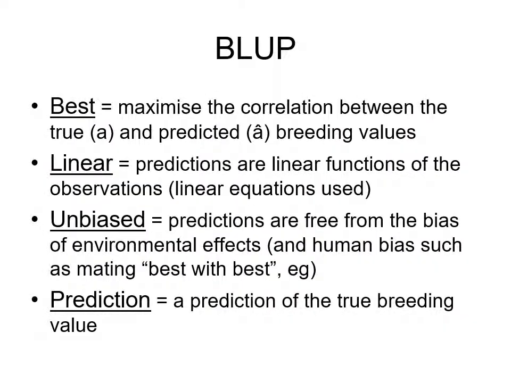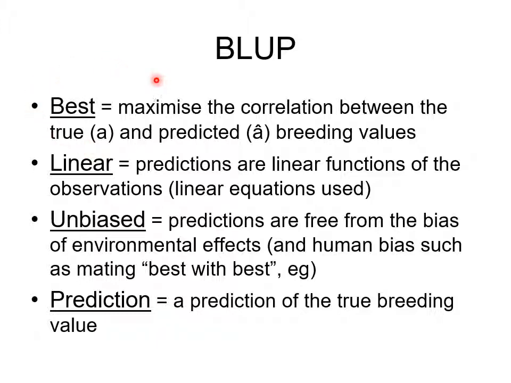Good. So the result, or the answers, we call BLUP, best linear unbiased prediction. So why is it best? Because it maximizes the correlation between the true breeding value and the predicted breeding value. Predicted breeding values are usually written as a hat, a meaning additive genes. So a hat is our prediction, and the true breeding value is probably never known, and it's also obviously dependent on the population that the progeny will be raised in.